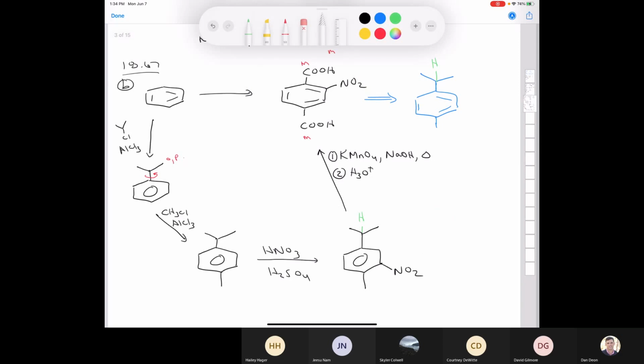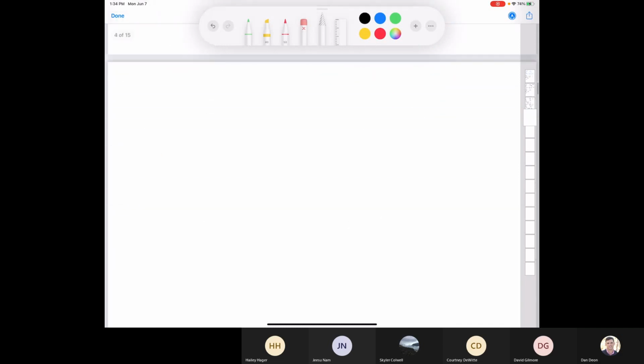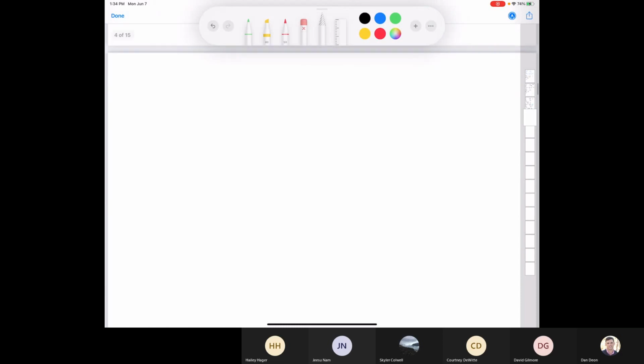Let's see here. I had some other ones. Let's try 18.67C. So just moving down the line here. 18.67C. It's good to imagine yourself on a test or exam, maybe. 18.67C. So we're always given benzene as a starting material, and we're making another tetra substituted compound.